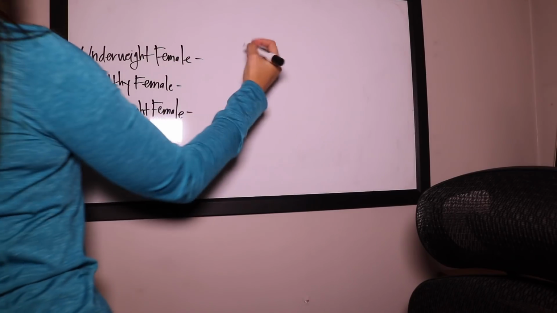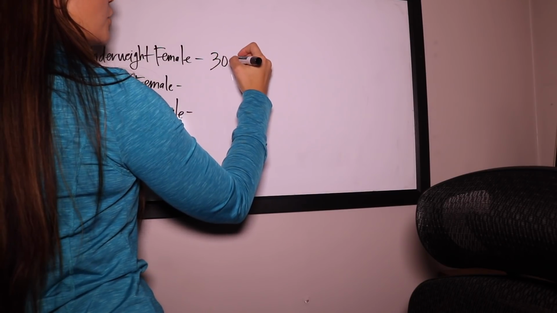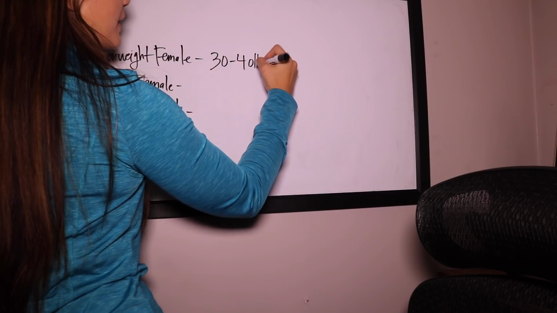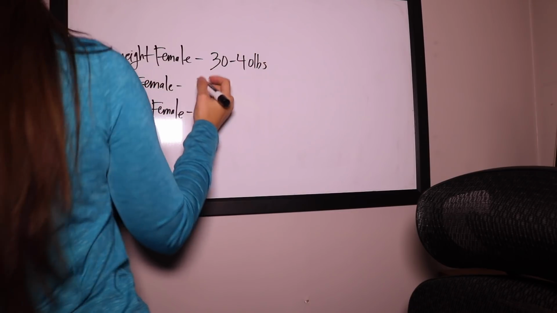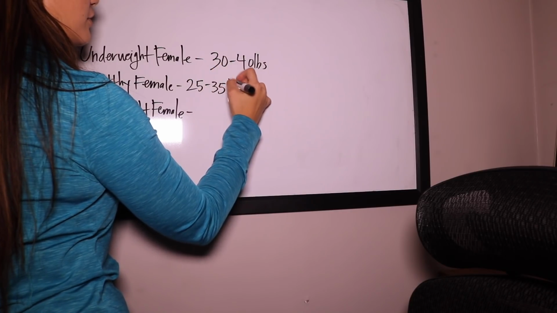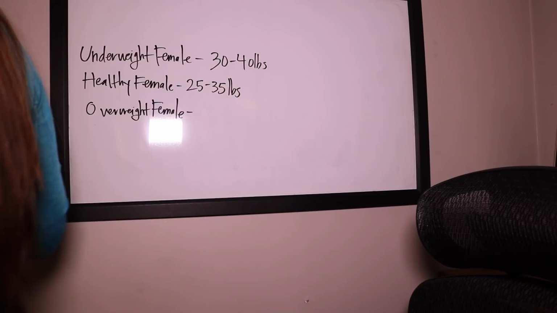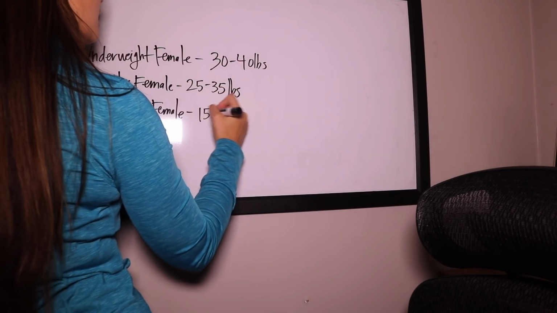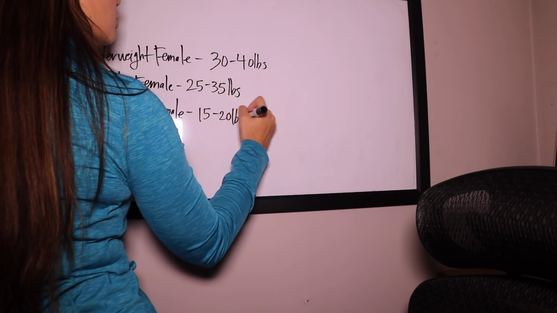So if you are underweight, you can expect to gain 30 to 40 pounds in a pregnancy. If you are healthy, the expected weight gain is 25 to 35 pounds. And if you are overweight, the expectation is you only gain 15 to 20 pounds.